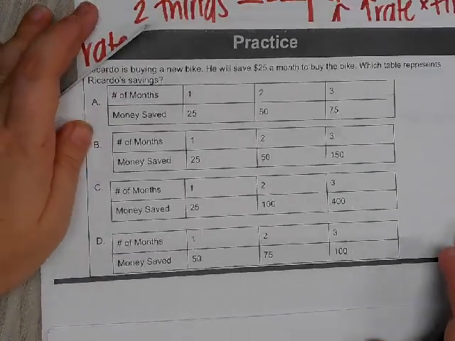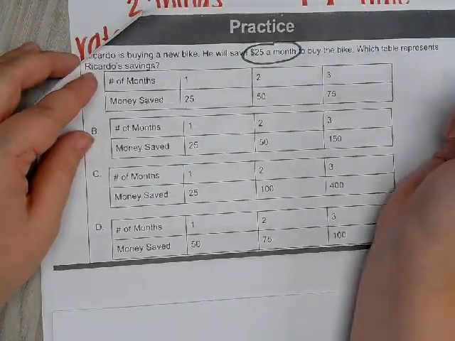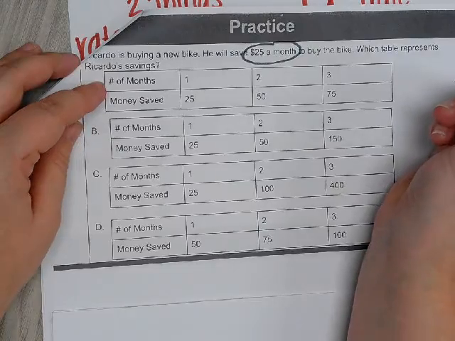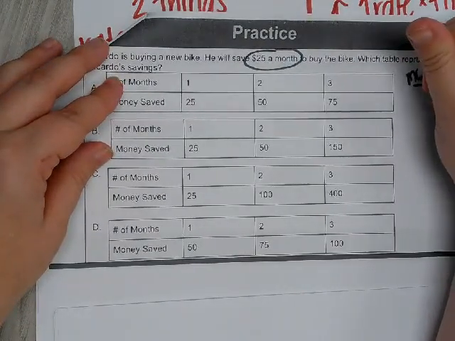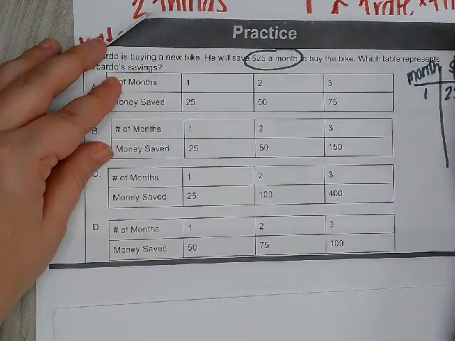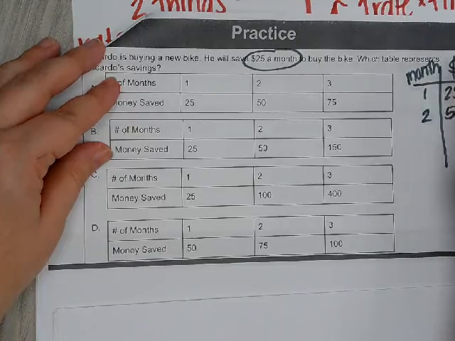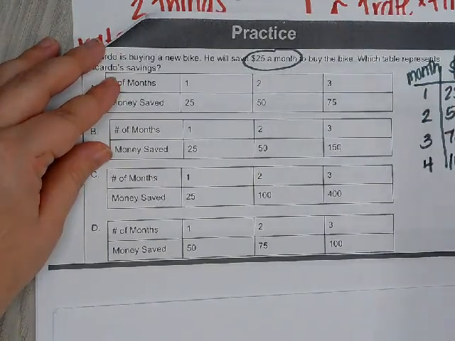So Ricardo is buying a bike. He will save $25 a month to buy the bike. Which table represents that? So think about it this way. We have our months. We have our money. So for 1 month is 25. 2 months should be 50. 3 months should be 75. 4 months should be 100.